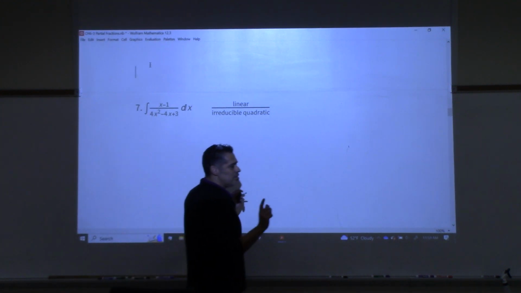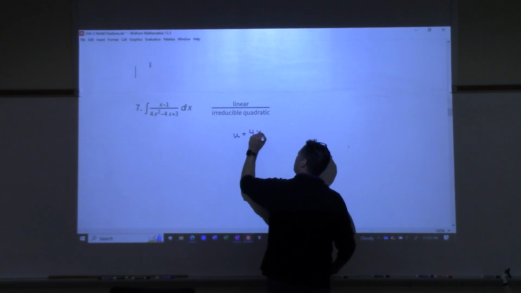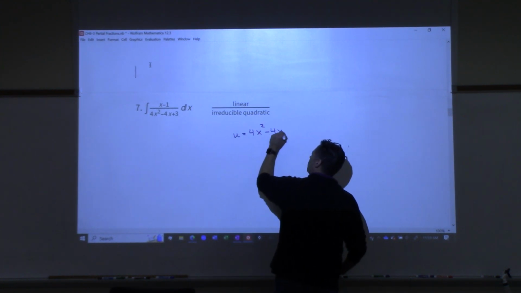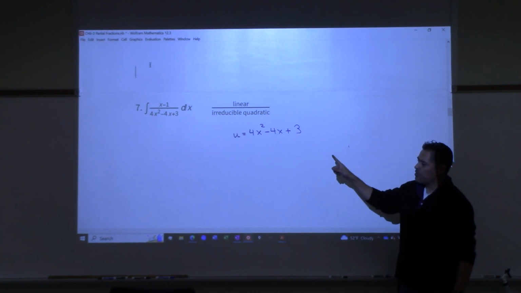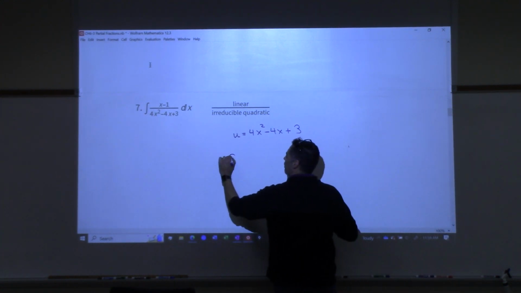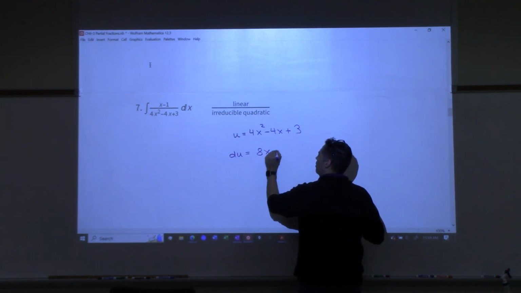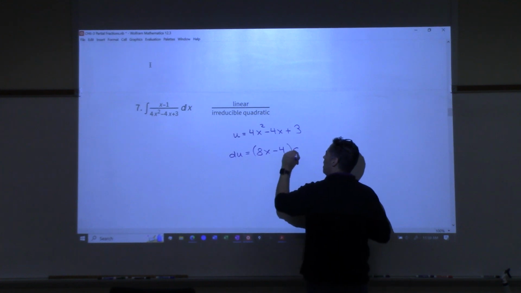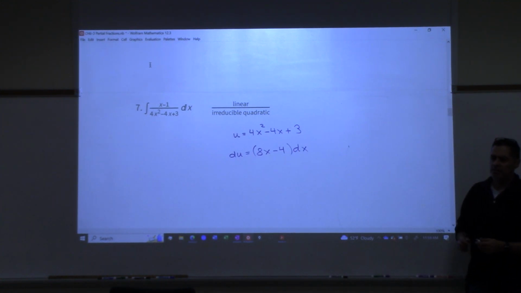So look, I'm going to just write it down. If I let u be the denominator right now, I'm going to cross my fingers and hope for the best. Take the derivative of this. What's the derivative of this? 8x minus 4, in parentheses, dx. That is the derivative of the denominator, right?